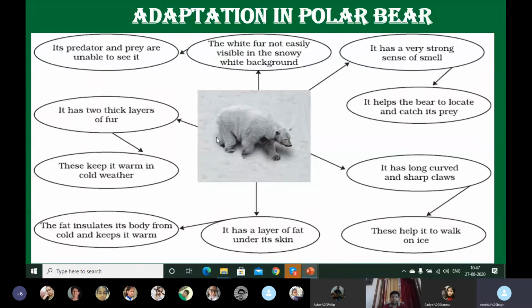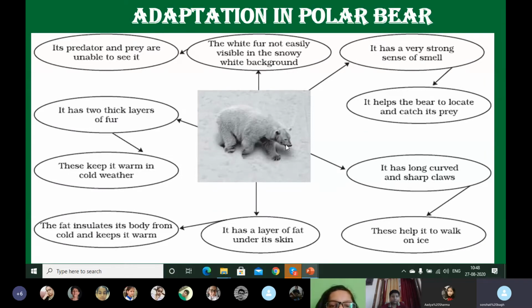It has two layers. It doesn't have only one layer of fur, it has two thick layers of fur which protect it from cold weather. Beneath these two thick layers of fur, there is a thick layer of fat which works as an insulator and helps keep its body warm. So the first two layers protect it from the harsh weather outside, and the next thick layer helps it keep itself warm.